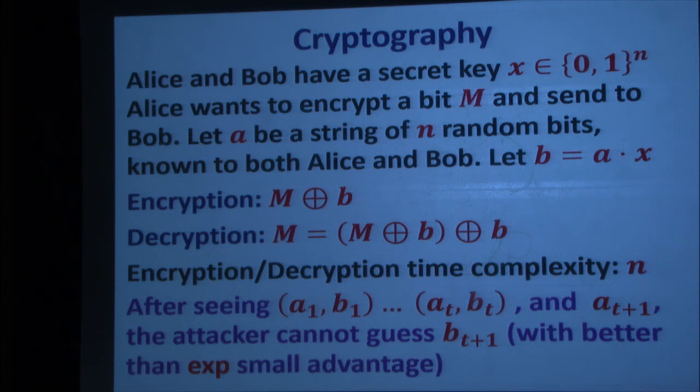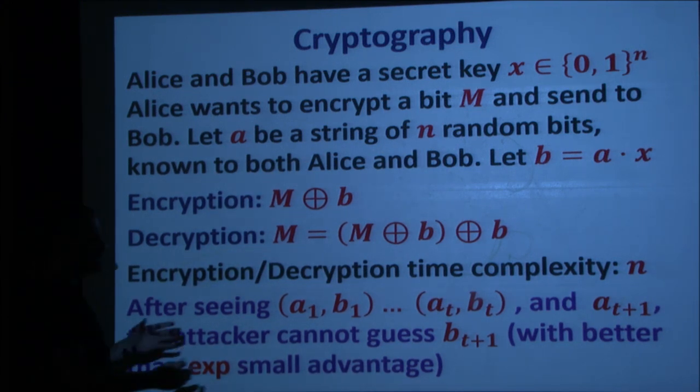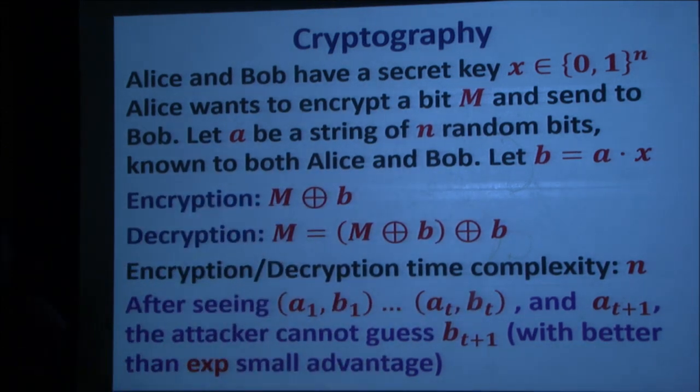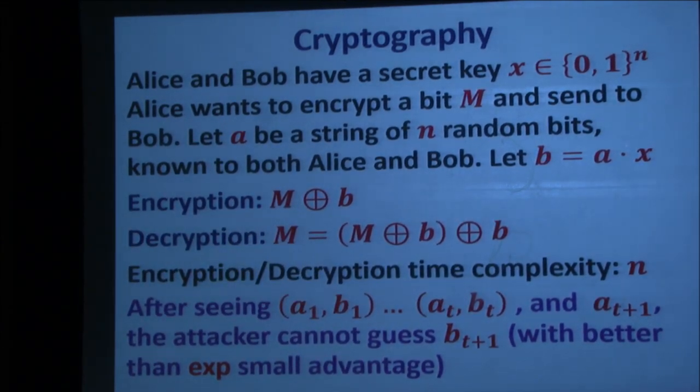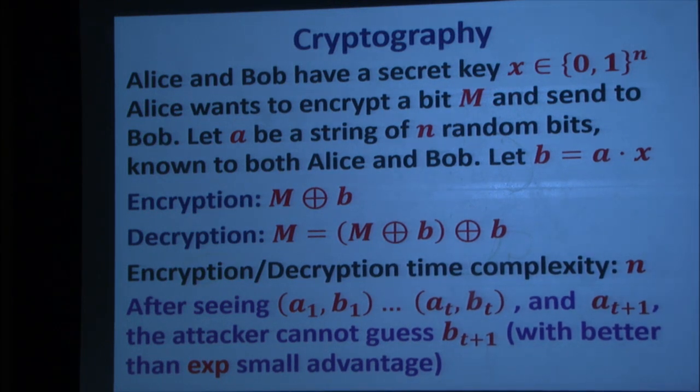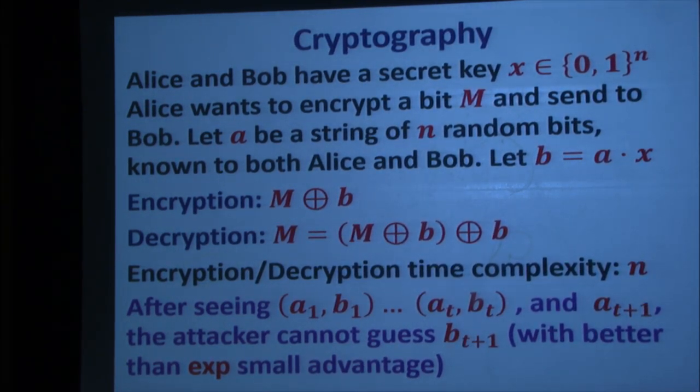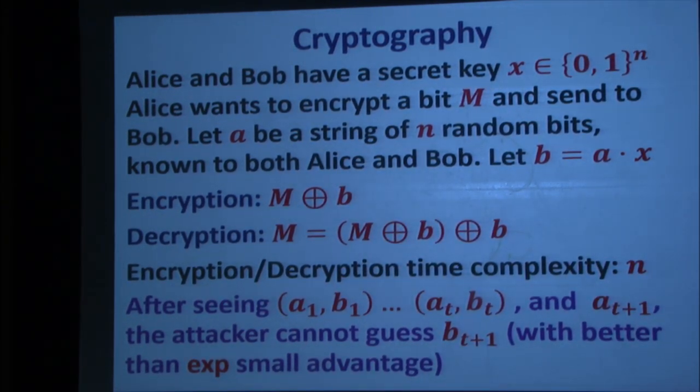By secure, I mean, suppose that we are going to use this scheme. Suppose that there is an attacker that can see everything, can see A1, B1, A2, B2, until AT, BT. We know by the main result that the attacker, by just seeing that, cannot figure out what X is. And not only can the attacker not figure out what X is, the attacker cannot even guess X with exponentially small probability.